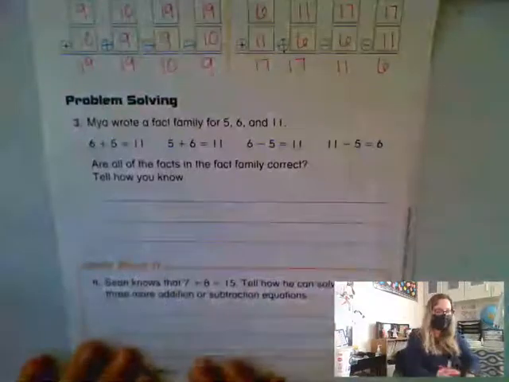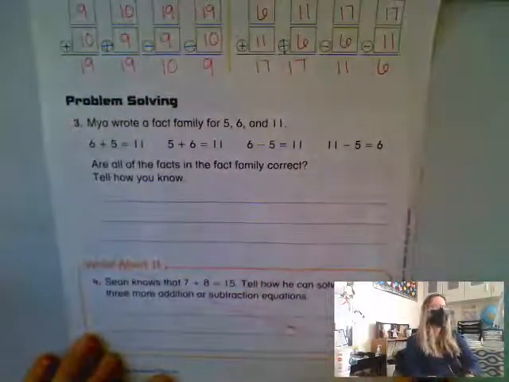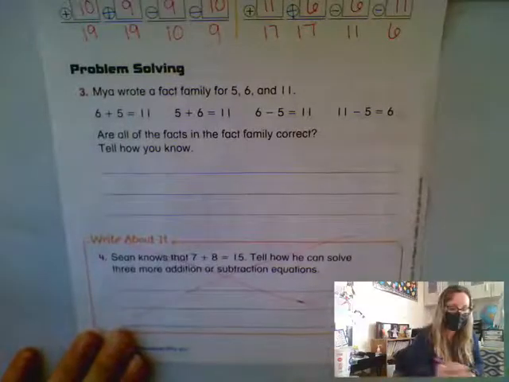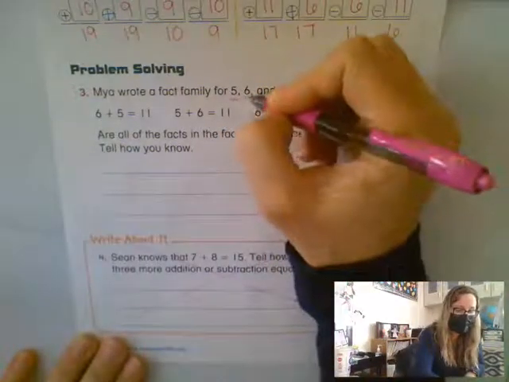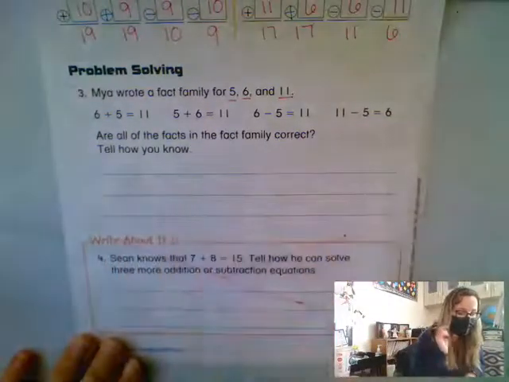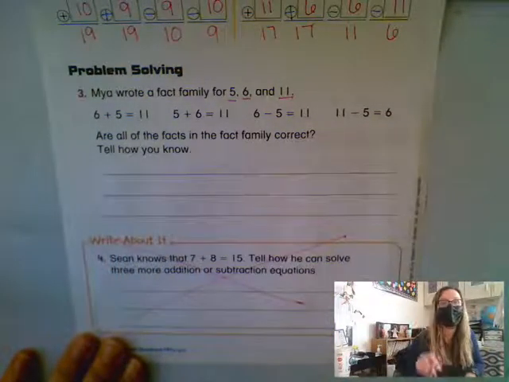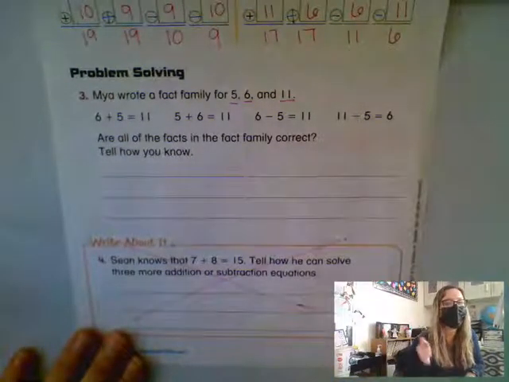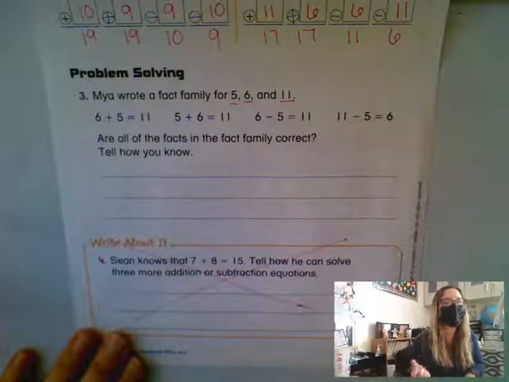All right, let's do the problem solving. We'll skip the write about it, and then we'll be done with math for today. It says Maya wrote a fact family for 5, 6, and 11. Are all of the facts in the fact family correct? Okay, so we've got to check her work. Everyone has to have a 5, a 6, and an 11.